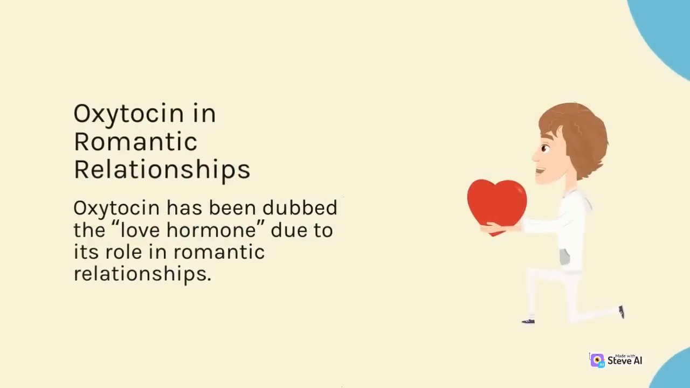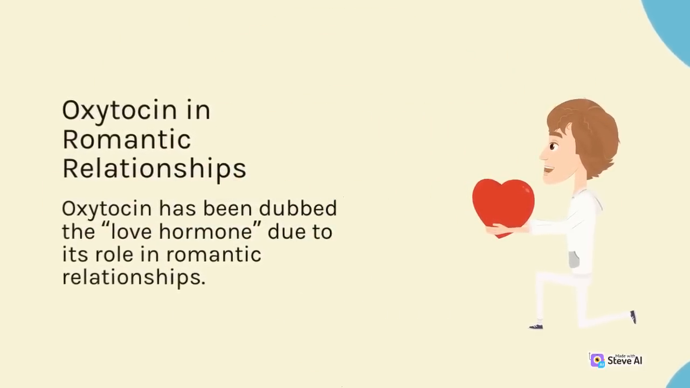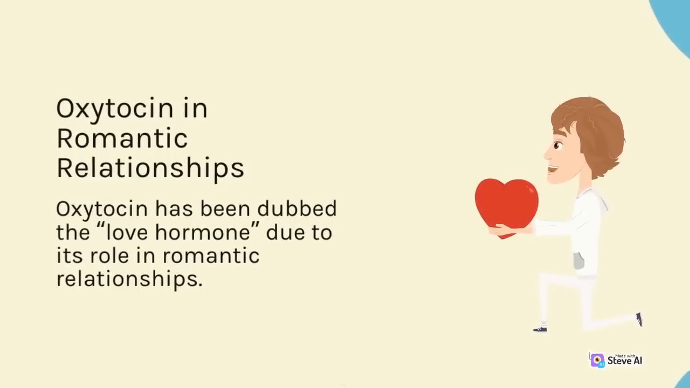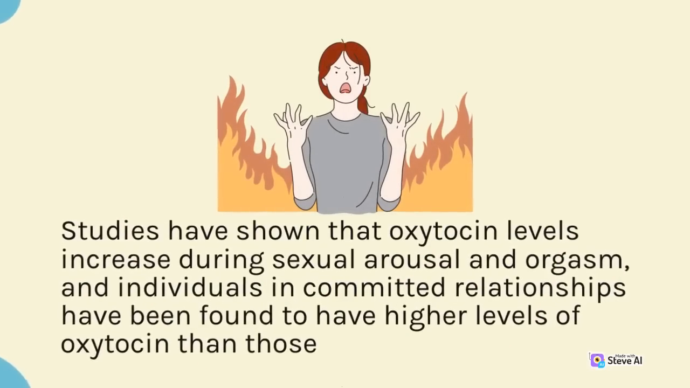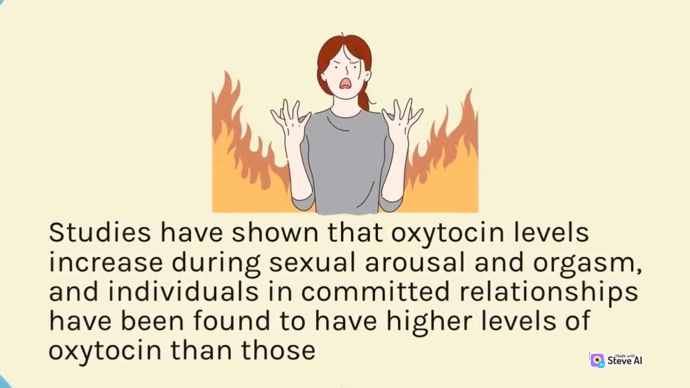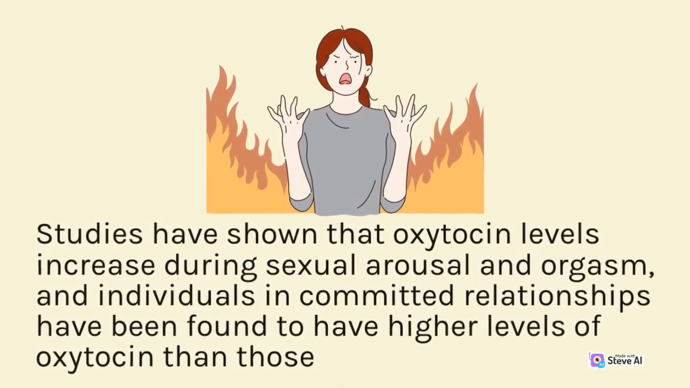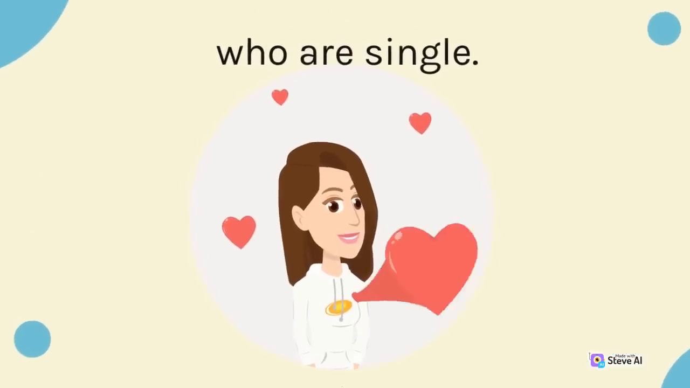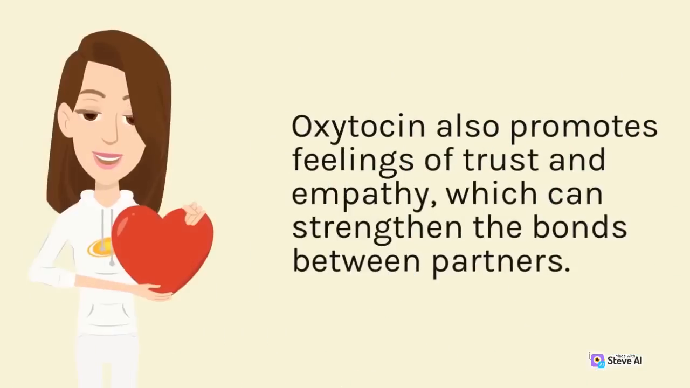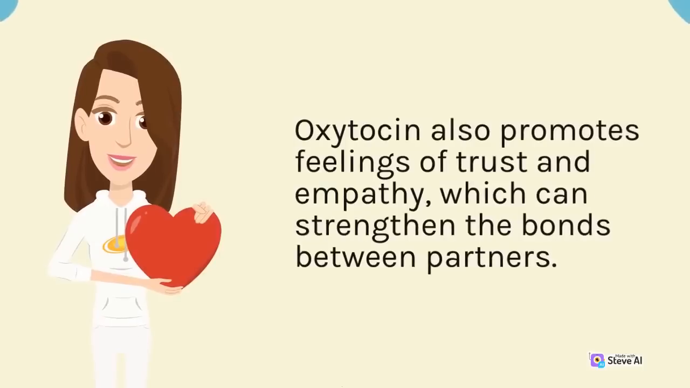Oxytocin in romantic relationships. Oxytocin has been dubbed the love hormone due to its role in romantic relationships. Studies have shown that oxytocin levels increase during sexual arousal and orgasm, and individuals in committed relationships have been found to have higher levels of oxytocin than those who are single. Oxytocin also promotes feelings of trust and empathy, which can strengthen the bonds between partners.